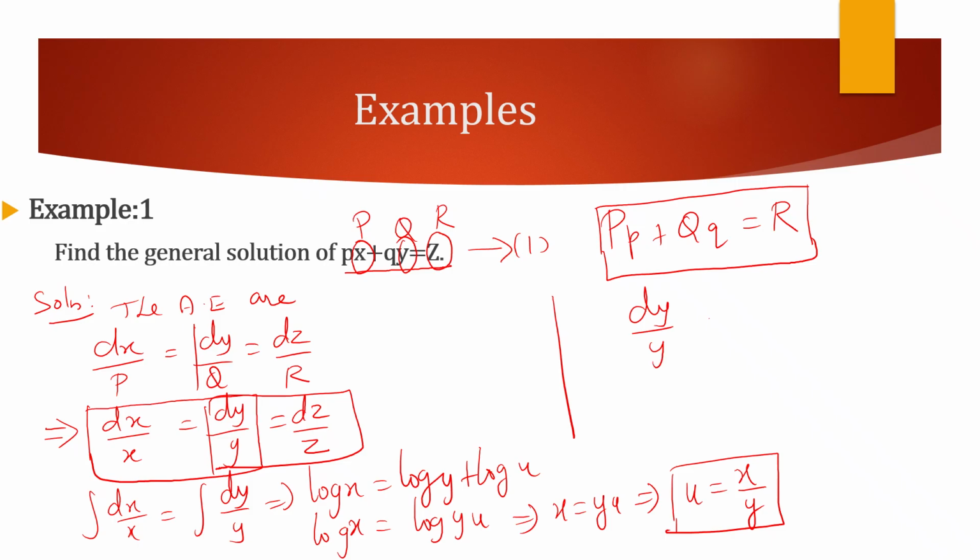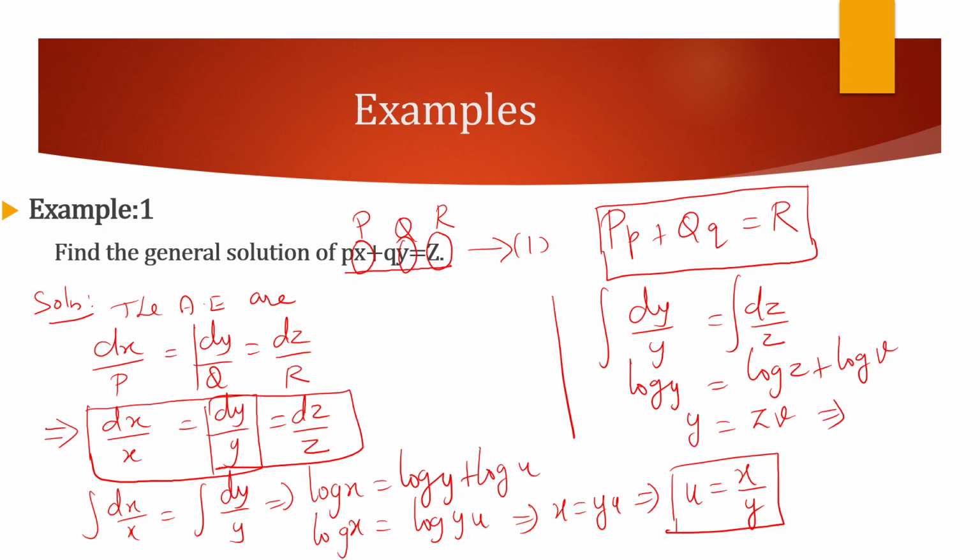Taking dy by y and dz by z and integrating them, we get log y is equal to log z plus that constant, which can be taken as log v. So from this we get y is equal to z into v. From this, our second solution v is nothing but y by z. So we got two solutions. So finally we can write the general solution as f of u comma v is equal to 0, that is f of x by y comma y by z is equal to 0.